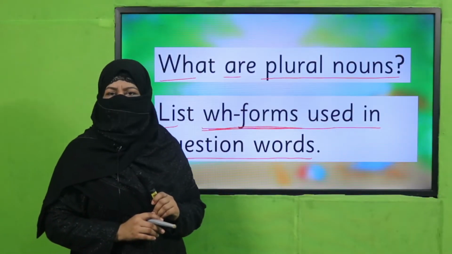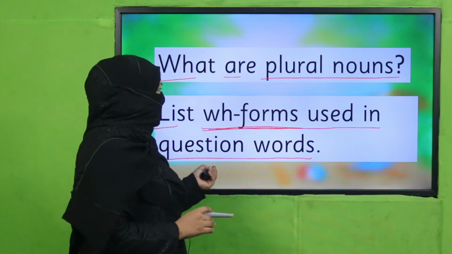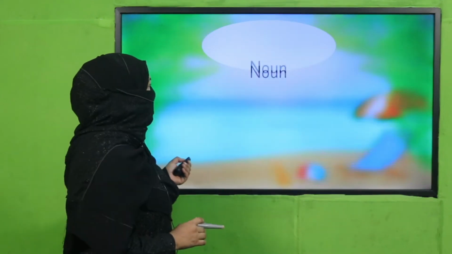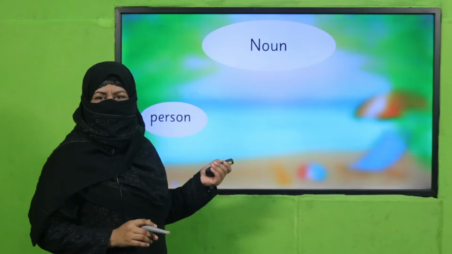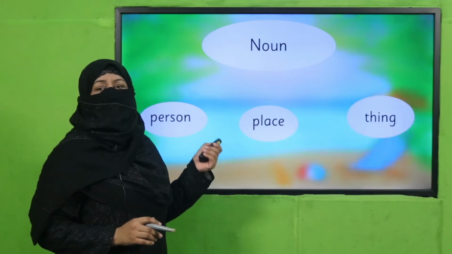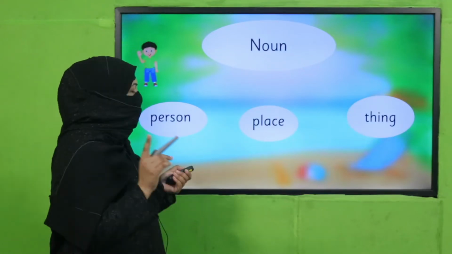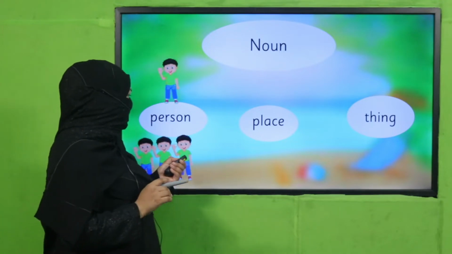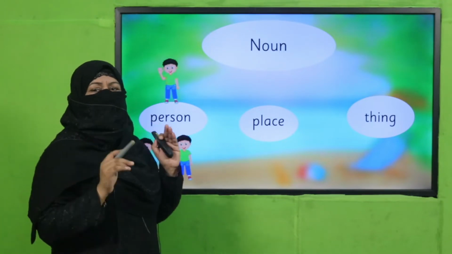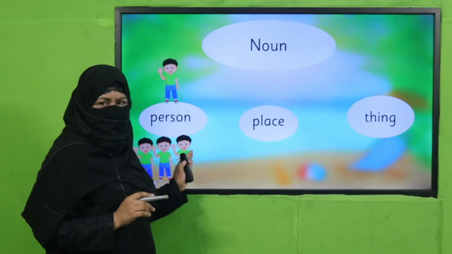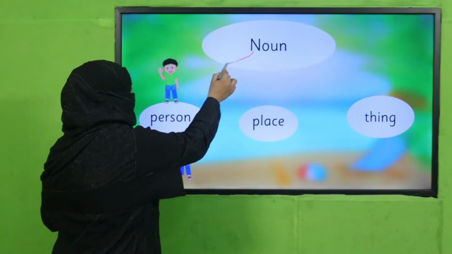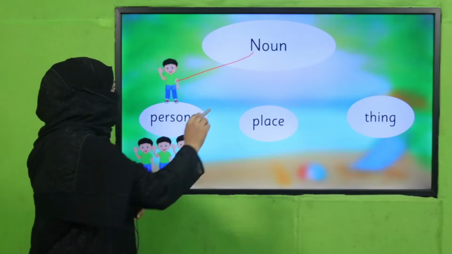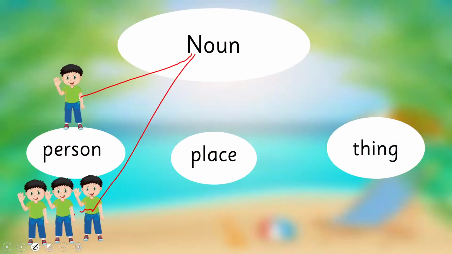Yes, my dear students, have you answered what are plural nouns? Okay, so let's revise the concept. Noun refers to person, place, or thing, and when this noun refers to one person, one place, or one thing, it is singular, and if it is more than one, it is plural noun. So what is plural noun? When a noun refers to more than one person, place, or thing, right?